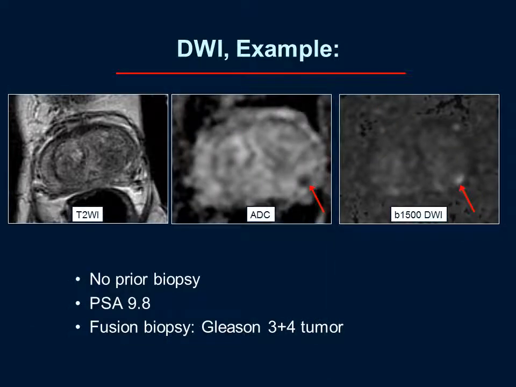An additional example, this is a patient who had no prior prostate biopsy, but a PSA of nearly 10. Again, T2-weighted image shows just a heterogeneous prostate, no clear dominant lesion. Here the ADC shows focal low signal on the left, which also had a focal increased signal on the computed B1500 image. Targeted biopsy of that lesion, as in the prior case, showed a Gleason 3+4 tumor.